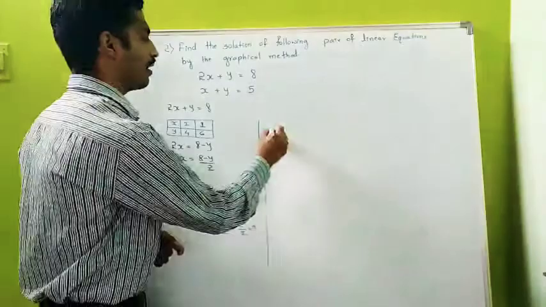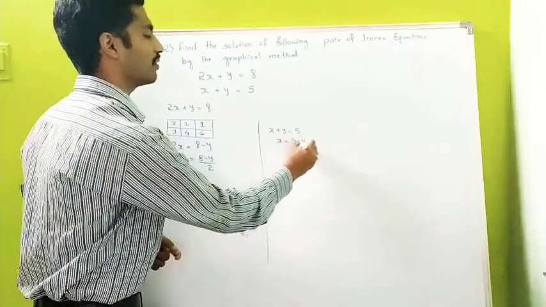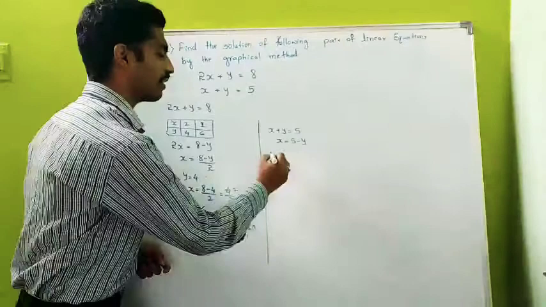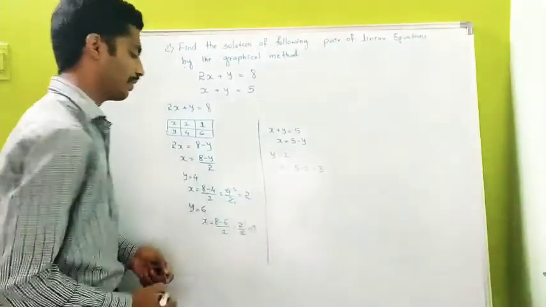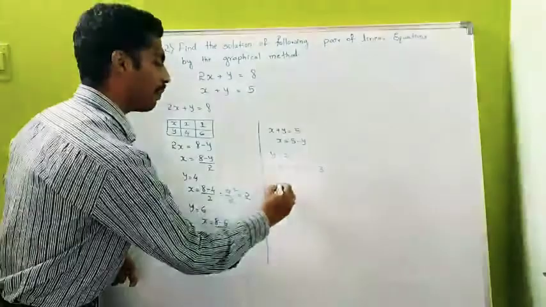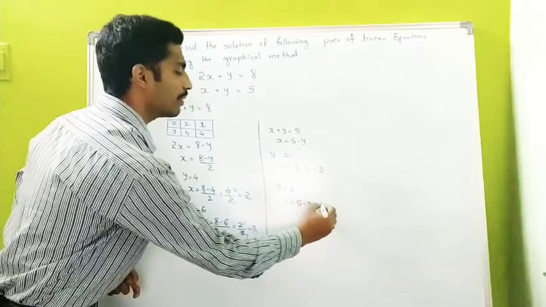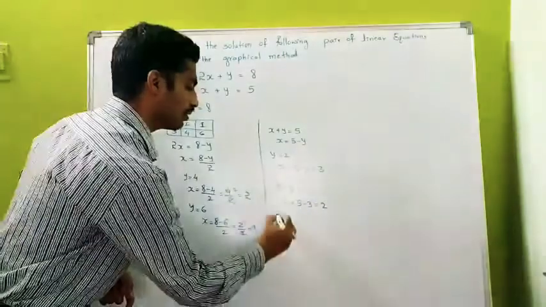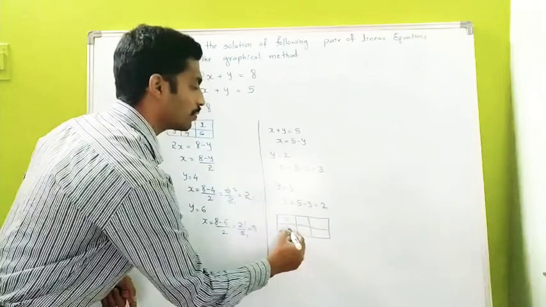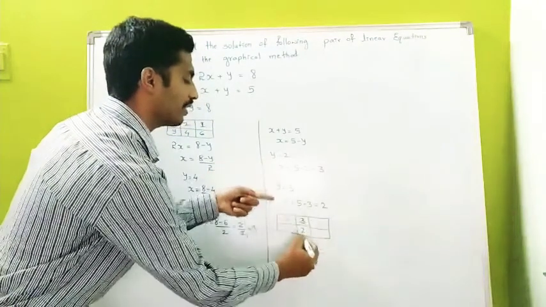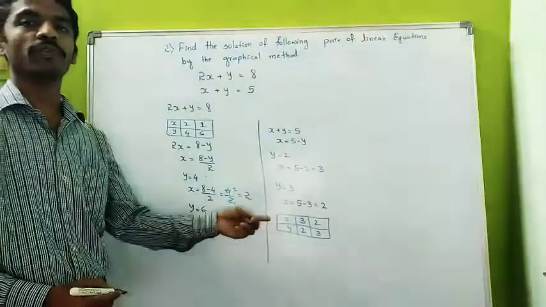So here x plus y equal to 5, so x equal to 5 minus y. It is very easy, you can take whatever value here. Let's take y equal to 2. Then x equal to 5 minus 2, here we will get 3. Next take y equal to 3. Then x equal to 5 minus 3, it will be 2. So write the solution table: x value, y value. When y is 2, x is 3. When y is 3, x is 2. So this is our solution table for the second equation.